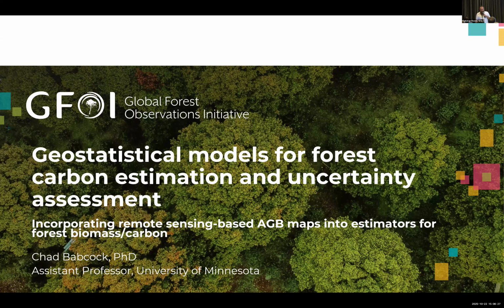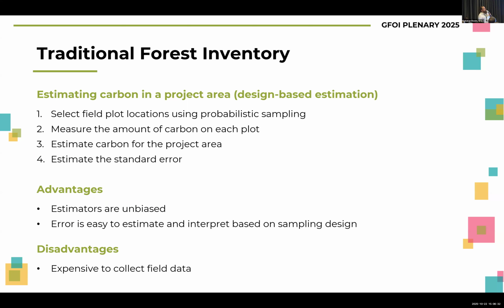So just to get us on the same page, eventually a slide on what I'm terming traditional forest inventory is coming up. In traditional forest inventory, we're thinking about using design-based estimators to try to estimate, for instance, forest biomass or carbon here in our context. So you select some field plot locations for your area of interest. You measure the amount of carbon on each of those plots, and then you can use a design-based estimator to estimate carbon for the project area. And then you can also estimate a standard error.